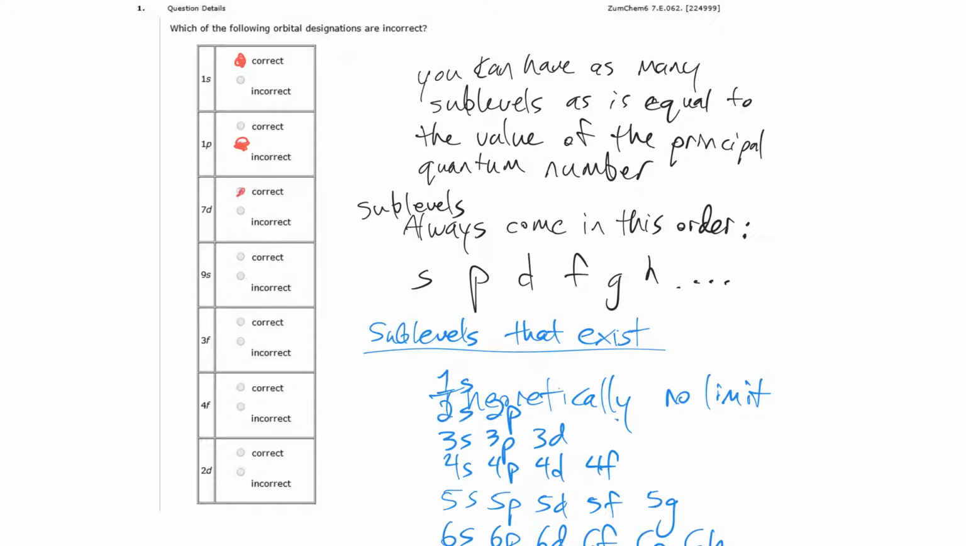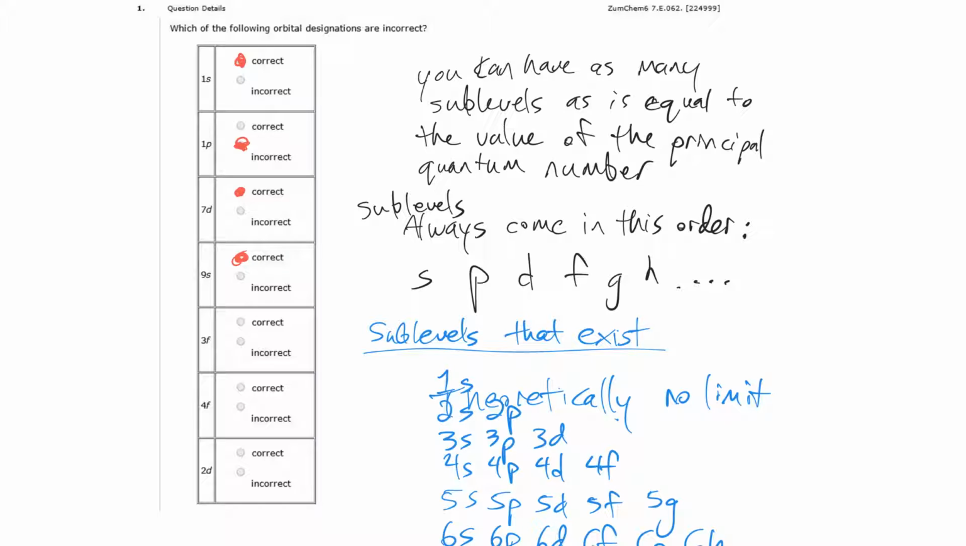7D, that can exist. 9S, theoretically that could exist. That's fine. No element that we know of has a 9S ground state configuration, but it's theoretically possible.